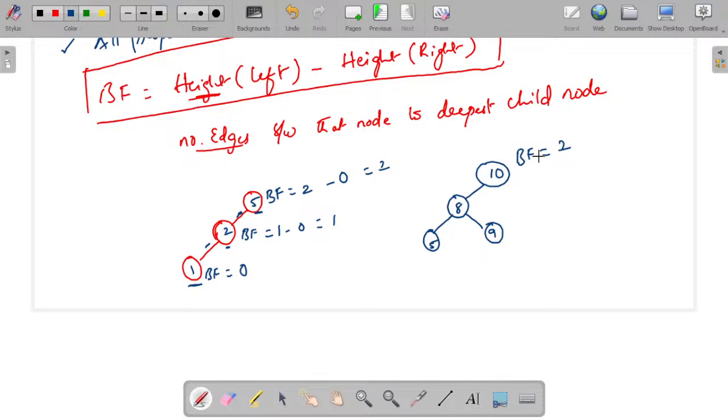The balance factor for 10 is computed as 2 because in the left subtree, the deepest child nodes are 5 and 9. Here the number of edges between the deepest child node and this particular node is 2. So that is why it is 2 minus, and in the right subtree we don't have any nodes or child nodes, so we take it as 0. So 2 minus 0 becomes 2. Whereas for this particular node, it is 1 on the left side and 1 on the right side, so it is 0. And the leaf nodes will always have balance factors of zero.